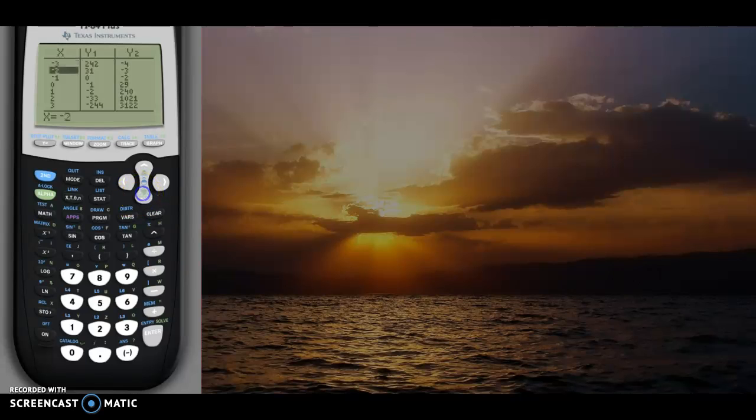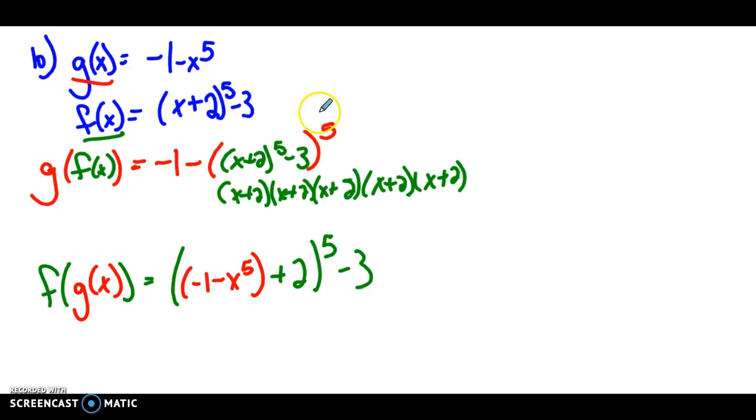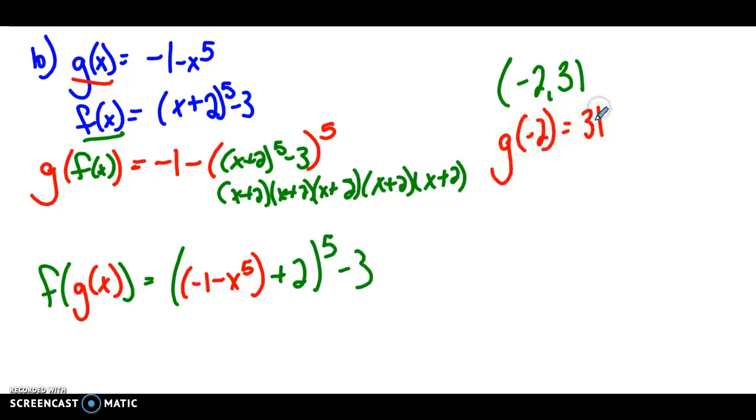So let's pick a point, -2, 31. If one of our points is -2, 31, and this is in g of x, so g of -2 equals 31. In order for f of x to be an inverse, it needs to be backwards. So f of 31 needs to equal -2.